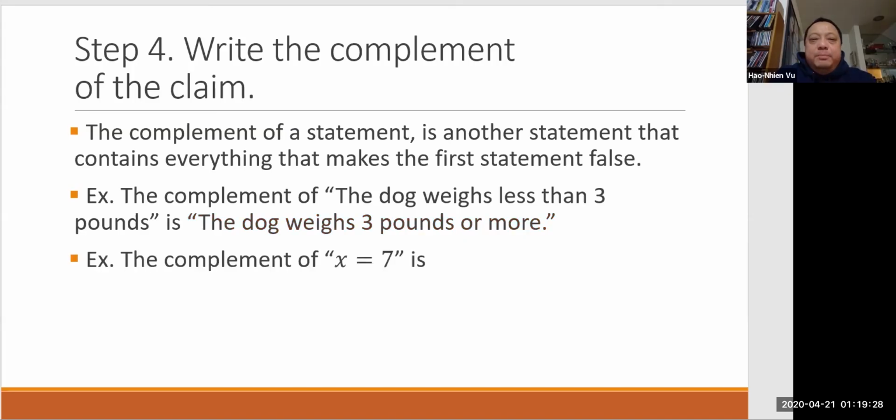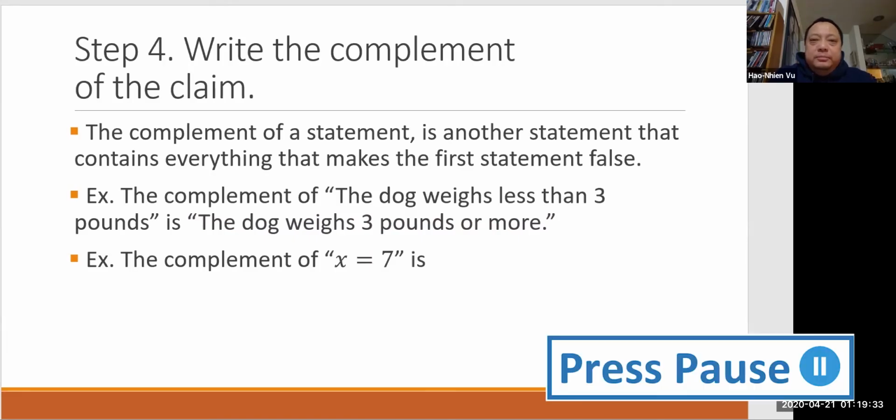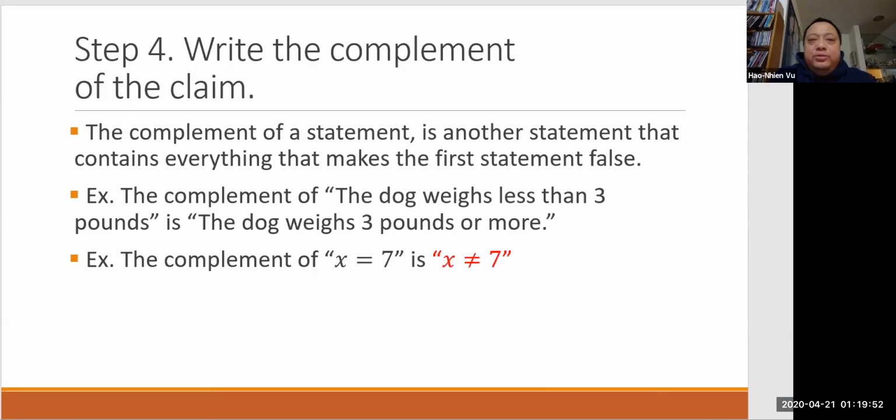All right, next example. What is the complement of x equals 7? Hit pause and work on it. The complement of x equals 7 is everything other than being equal to 7. That means it could be greater than, it could be less than, and the general symbol for being either greater than or less than is the not equal symbol.